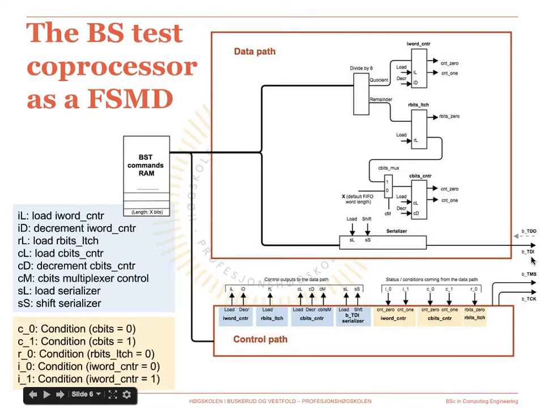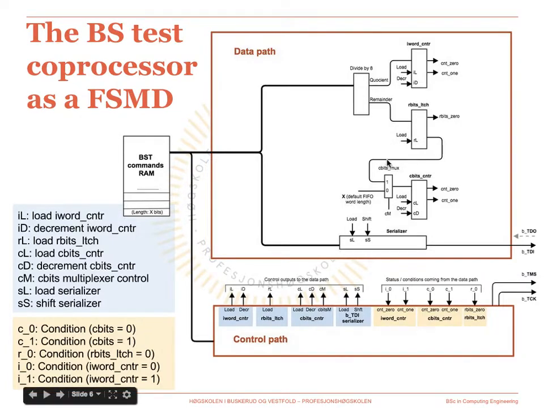the board TDI pin. Because the total number of bits to shift is not necessarily an integer multiple of 8, we will need to count how many groups of 8 bits are to be shifted. And this is the value that will be loaded into the integer word counter represented here on top. And the remaining bits to be shifted will be loaded into the remaining bits latch indicated in the data path as well.